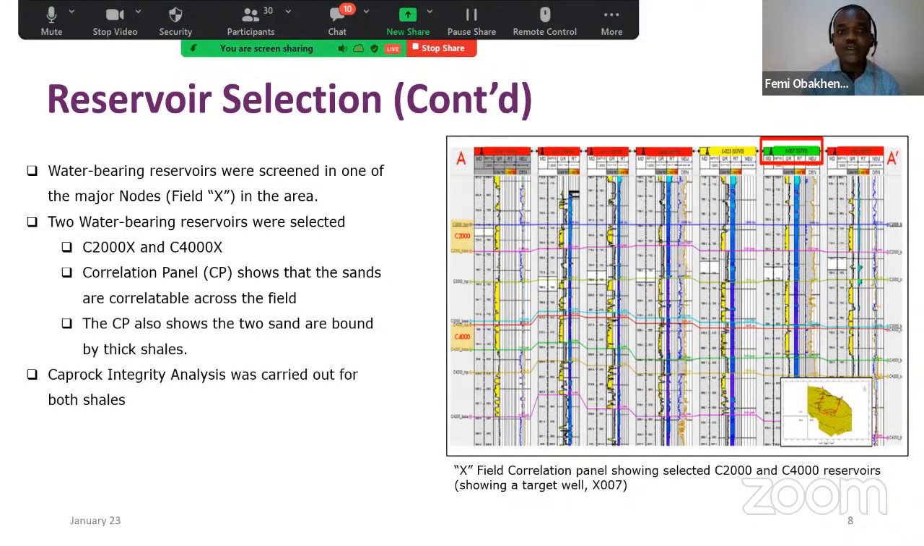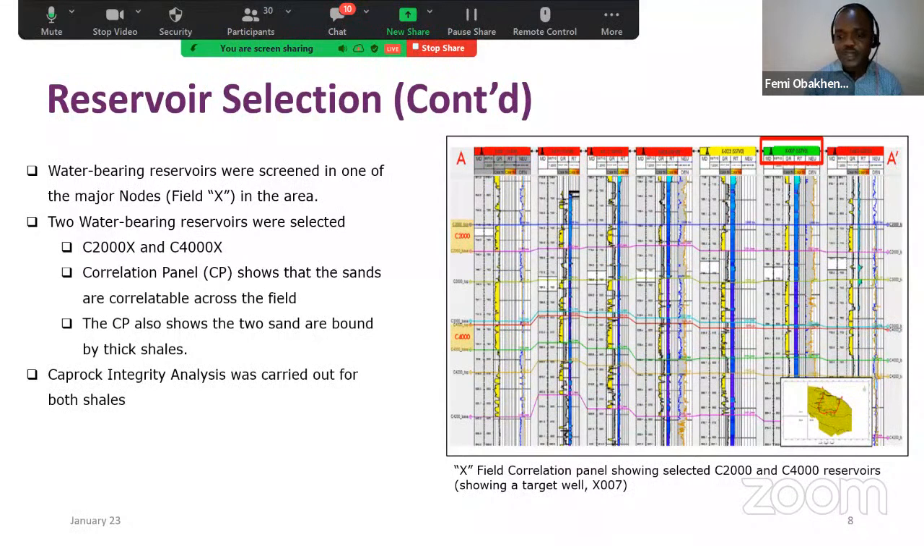Like I mentioned earlier, we then settled on 2 water-bearing reservoirs that, of course, automatically meet the first condition, so being depleted of commercial hydrocarbon no longer applies. Then the second one, that it must have a shale top and bottom of that reservoir, and the third one, that it must be deeper than 3,000 feet. And when we did that, these 2 reservoirs, the C2 and the C4 reservoir, passed the reservoir selection screening.